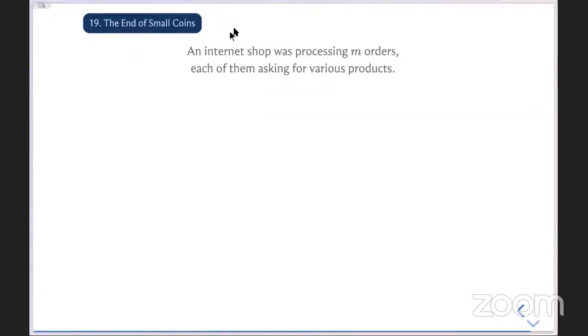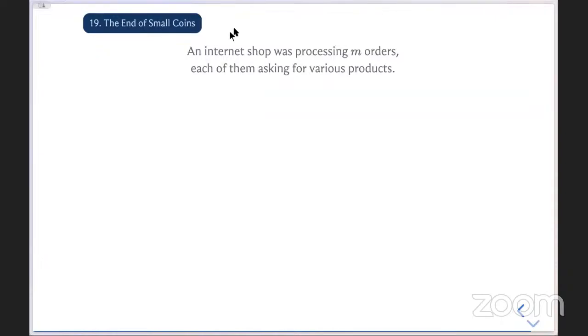And the setting is basically one where we've had a rounding problem. And okay, let me just state it from the top. So first, we have a shop that is processing a certain number of orders. Each order is a collection of products.